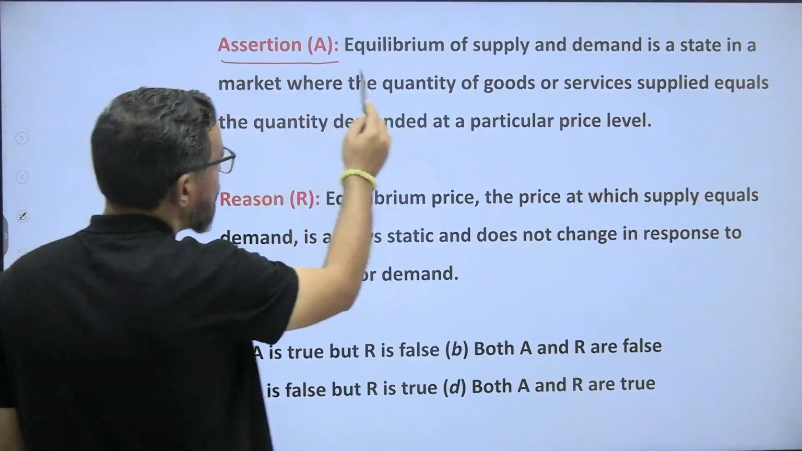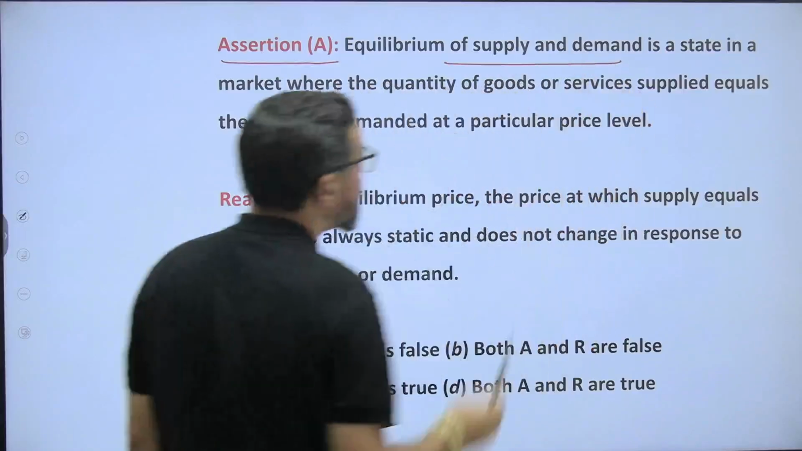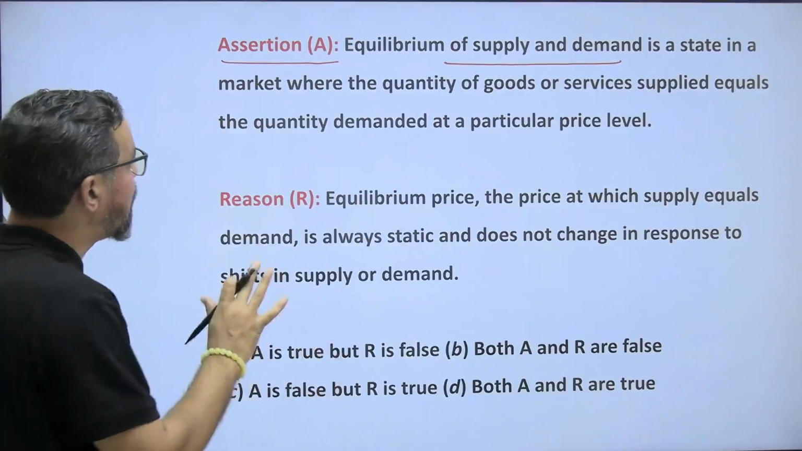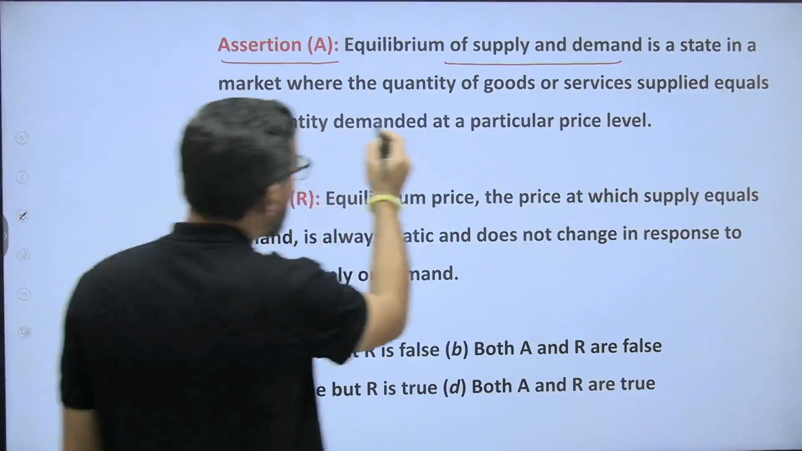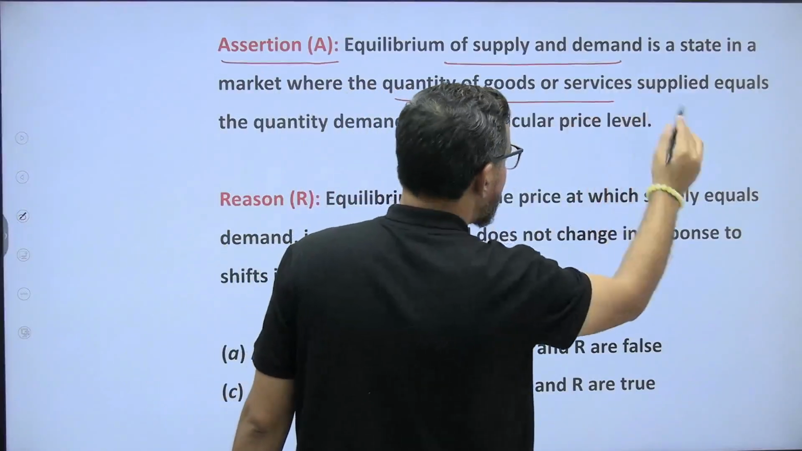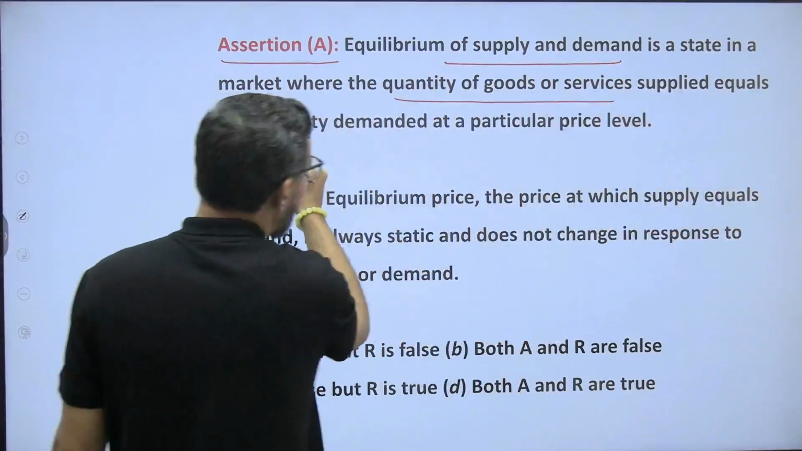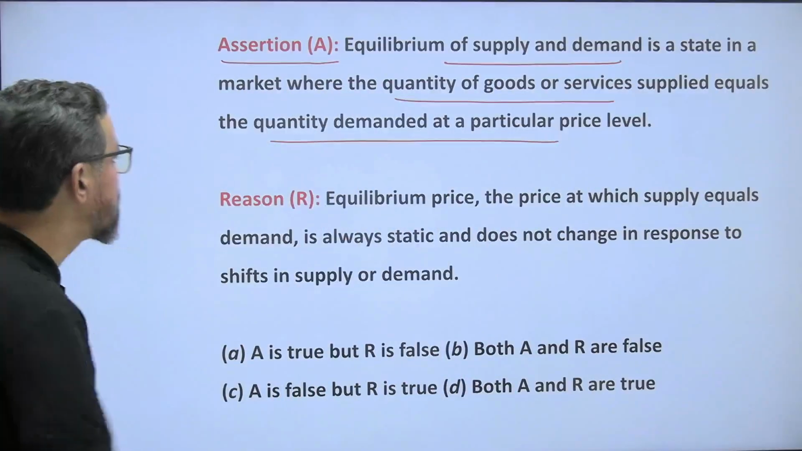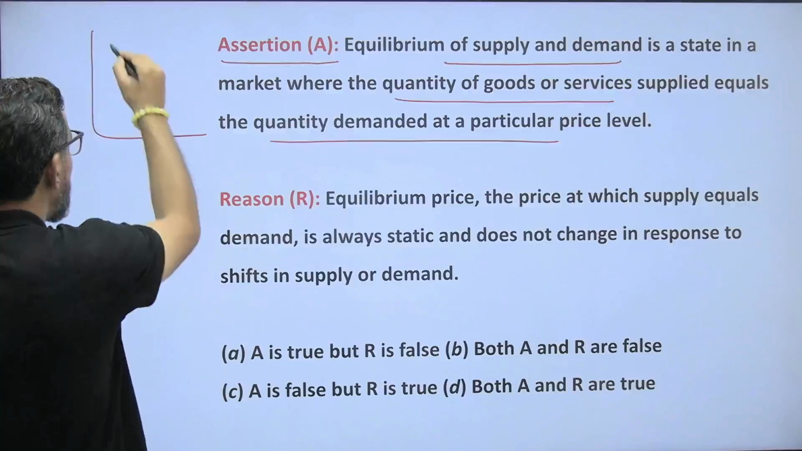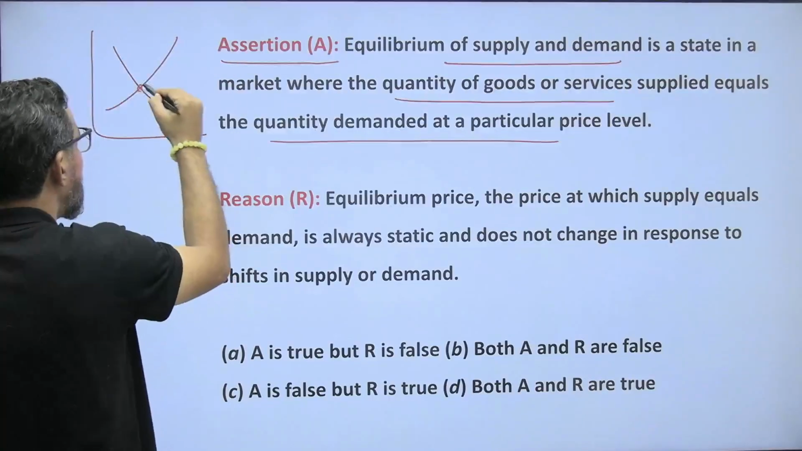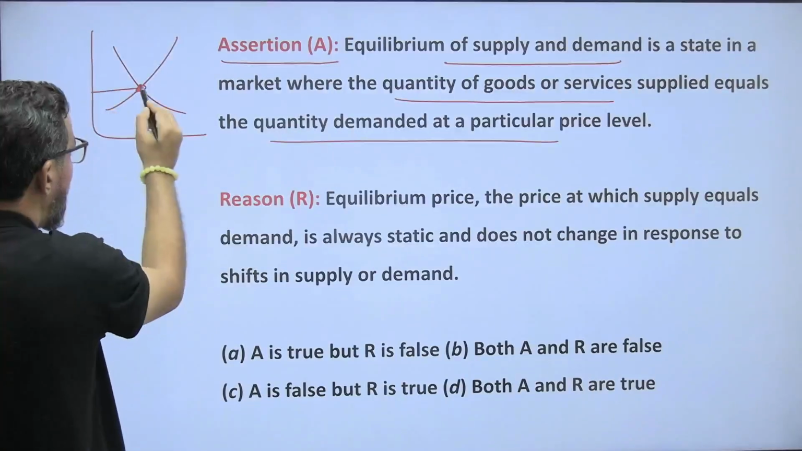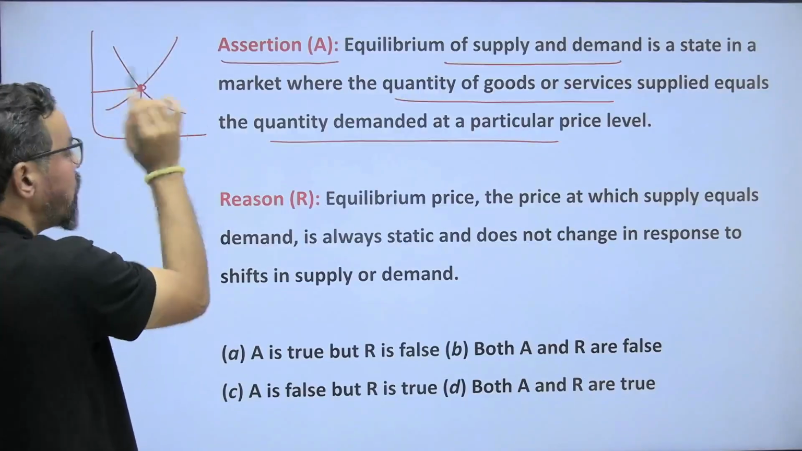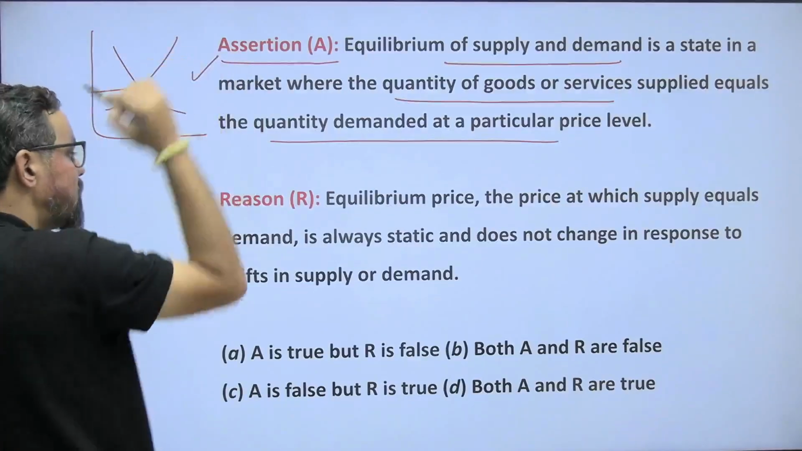Assertion: equilibrium of supply and demand is a state in a market where the quantity of goods and services supplied equals the quantity demanded at a particular price level. So this is 100% true when it comes to the equilibrium point. This is your equilibrium point, where sellers have willingness and ability to sell, and buyers have willingness and ability to buy. So the assertion is right.